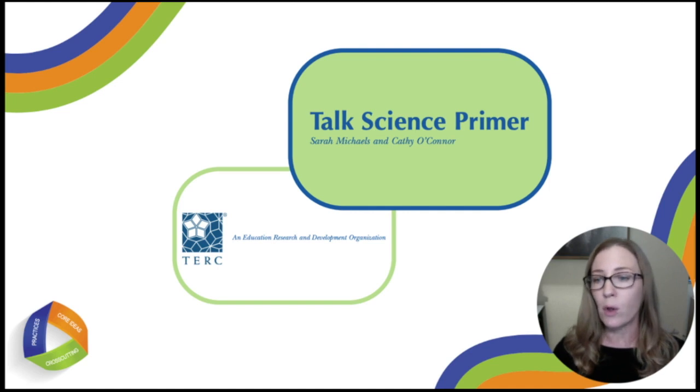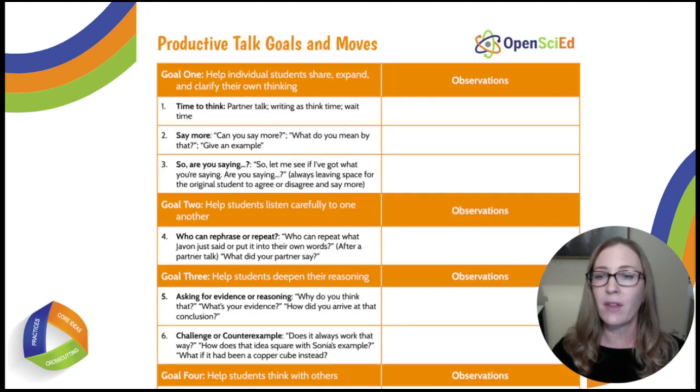So there are four main goals that are laid out in this Talk Science Primer. The next resource I'm going to show you is how OpenSci adapted it. So here we have the productive talk goals and moves. It's basically a way to observe a classroom teacher, but you don't have to do it in observation style. Just look on the left column. These are the talk moves that once you really can memorize these, you can help that discussion go really well and get to the goal the way you want.